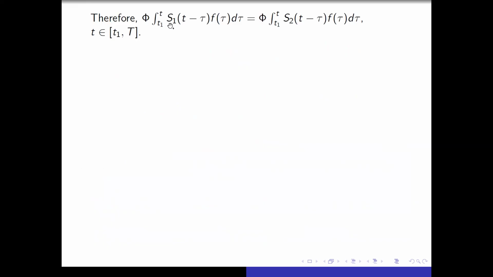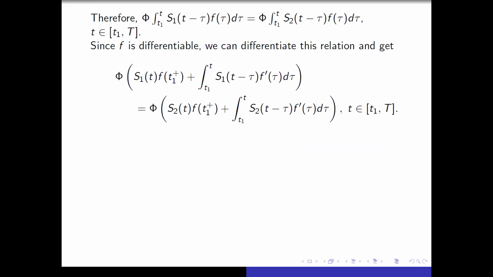And here again, the situation is such that the unknown history has been removed from this relation, and it contains only this f from T1 to T, and also this resolvent S in both cases. Now we use the assumption that f is differentiable, and we differentiate this relation and get this one here.